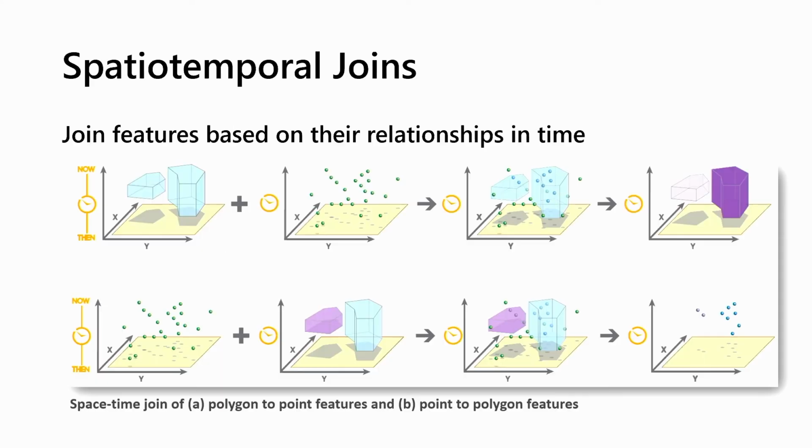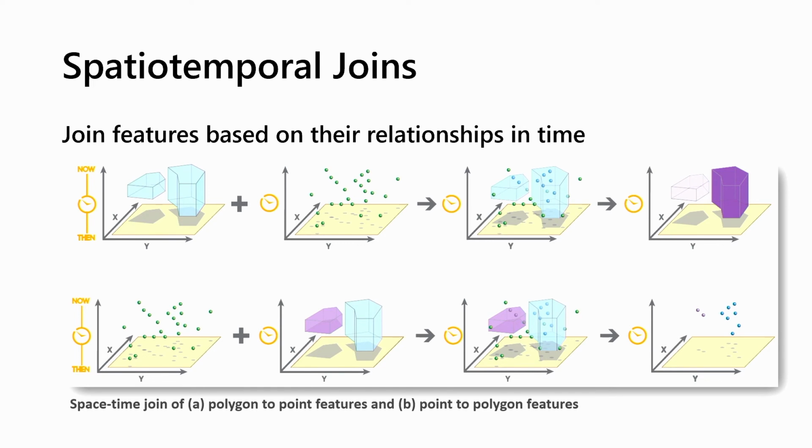Spatiotemporal joins allow you to join features based on their relationship in time. The tool we have called Join Features allows you to specify a spatial join, which you're probably familiar with, say a point in a polygon, a temporal join, and an attribute join. So you could use 1, 2, or 3 types of those joins. It's totally up to you. It's very flexible.